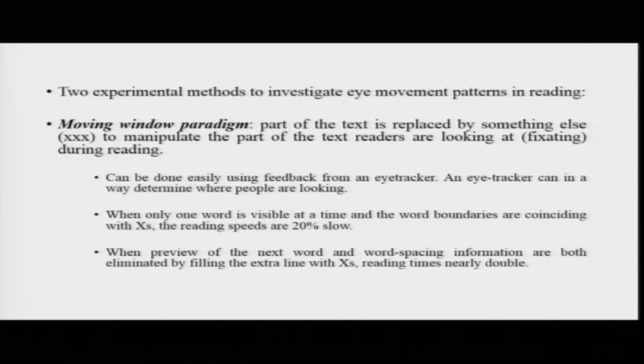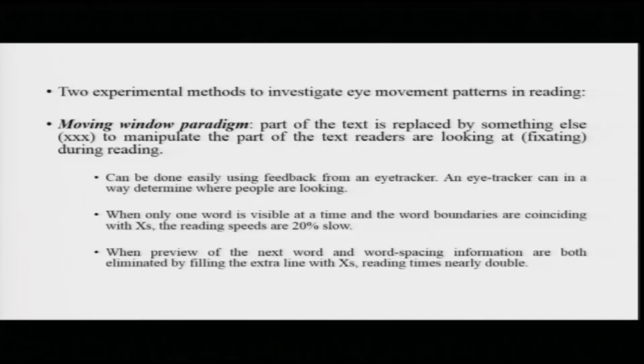And this can be done easily using feedback from an eye tracker. An eye tracker is a very simple device. It is basically a camera, and there is an infrared light source that projects a ray of light to your eyes and it reflects back, and the camera is tracking that light. In that sense it is mapping how your eyes are moving on the visual field or on the line of text that you are reading.